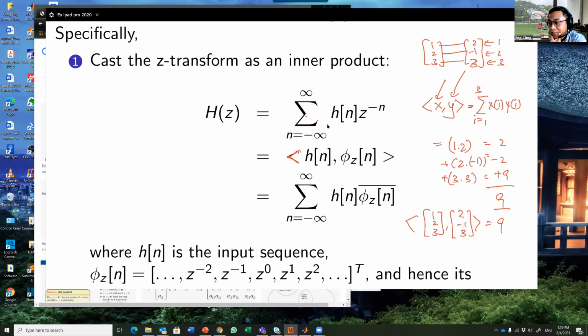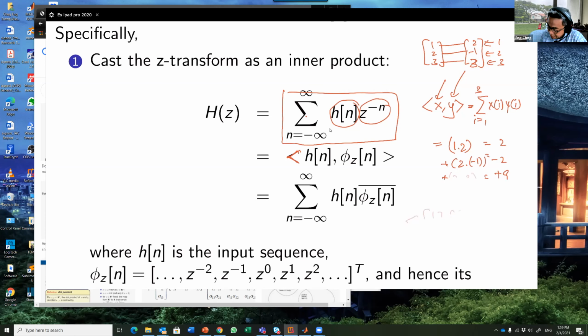In fact, this form is saying the sequence of h[n] is performing a dot product with a sequence of z to the minus n. Okay, and you'll be thinking, what is Dr. Cheng talking about?